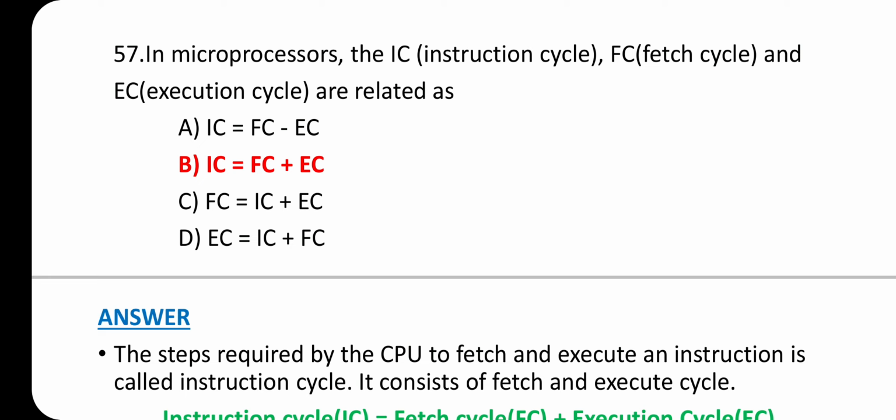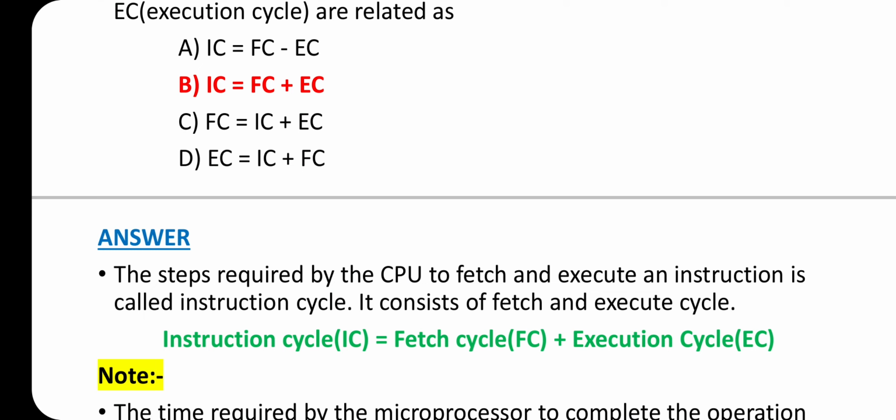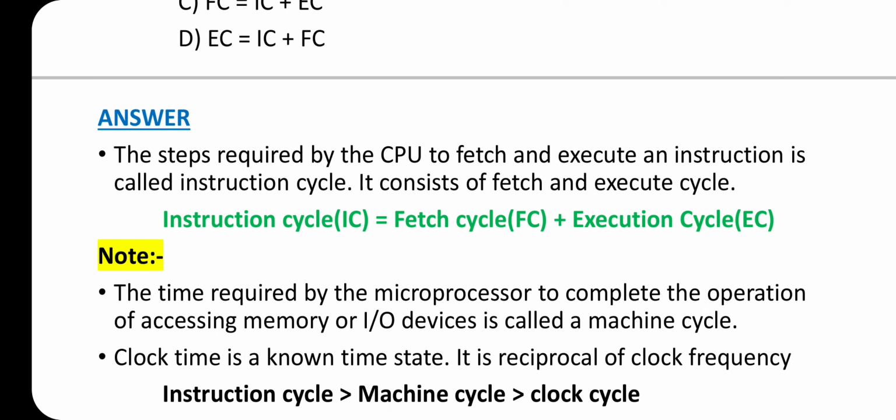Question number 57. In microprocessors, the IC, instruction cycle, FC, fetch cycle, and EC, execution cycle, are related as: the steps required by the CPU to fetch and execute an instruction is called the instruction cycle. It consists of fetch and execute cycle. Instruction cycle equals fetch cycle plus execution cycle.